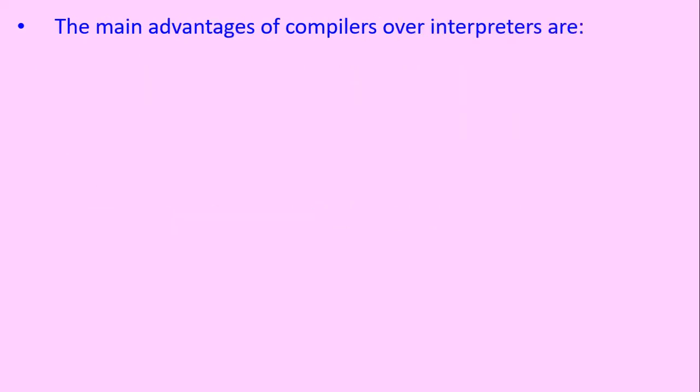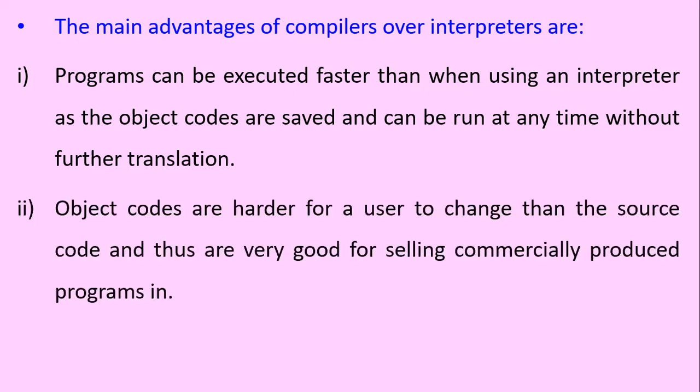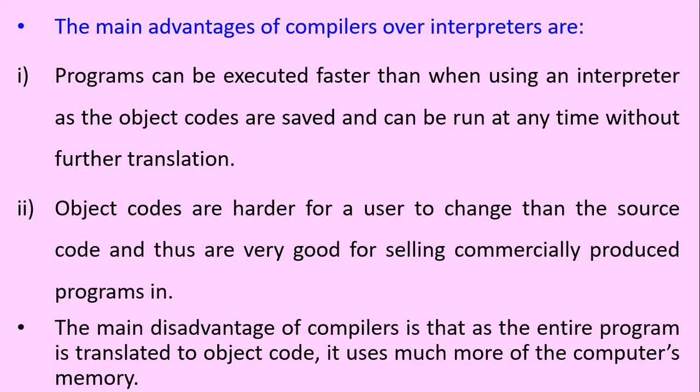The main advantages of compilers over interpreters, therefore, are: number one, programs can be executed faster than when using an interpreter, as the object codes are saved and can be run at any time without further translation. Number two, the object codes are harder for a user to change than the source code, and thus are very good for selling commercially produced programs in. The main disadvantage of compilers is that as the entire program is translated to object code, it uses much more of the computer's memory.